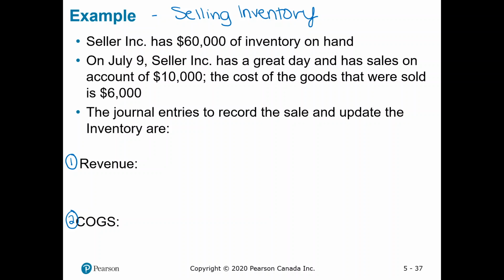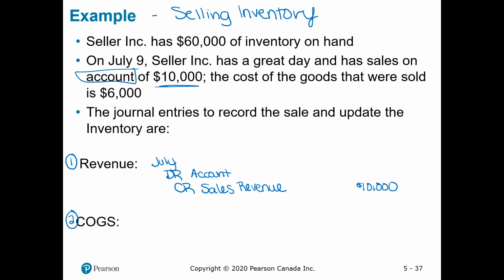So for revenue, we now use a new revenue account because we're selling goods. So it's no longer service revenue, but now we will credit sales revenue because we have sales of goods. And we sold this for $10,000. And it says that the sale was on account, so that goes into accounts receivable. We're still waiting to collect this amount. So that's the first part.